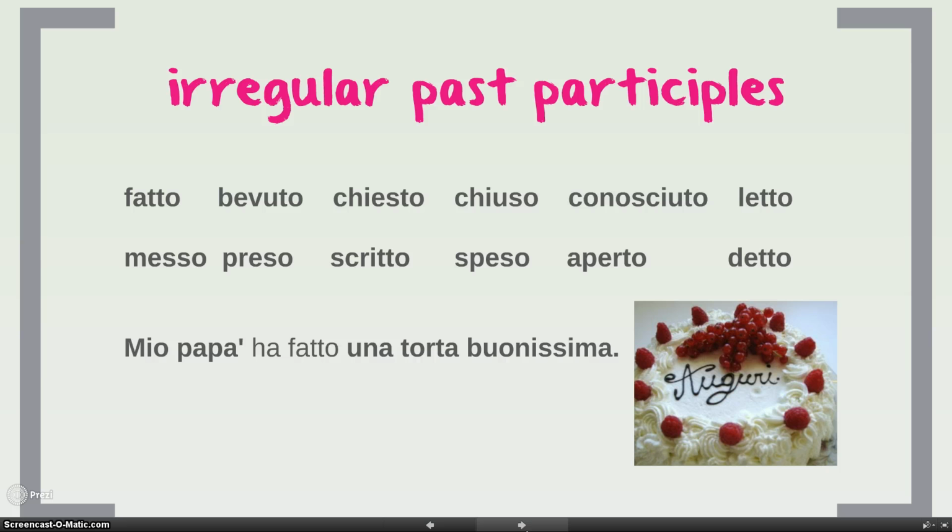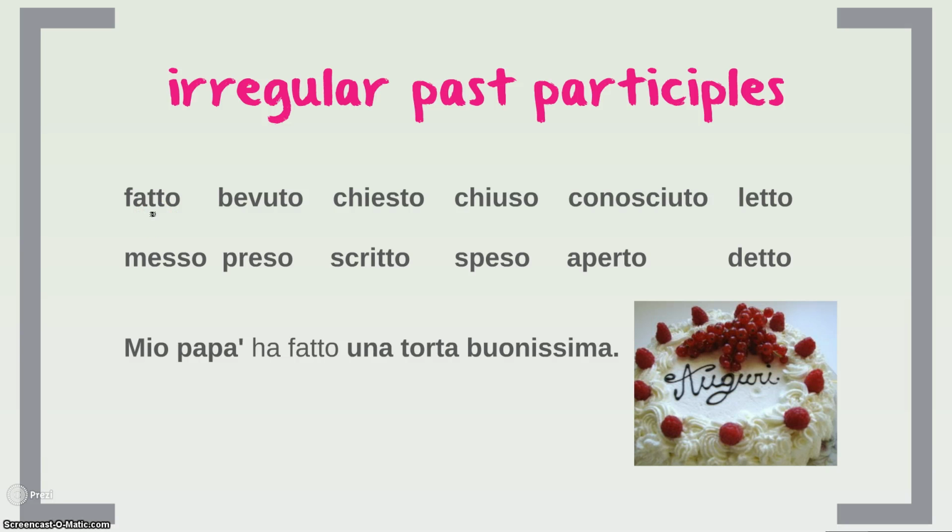As you can see, they don't follow the regular pattern. If we look at the verb fare as an example, if we followed the regular pattern, we would remove the are infinitive ending and add the ato regular ending. But in this case, we have two t's, atto, the double consonant.